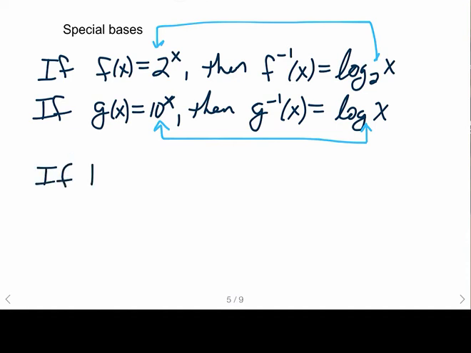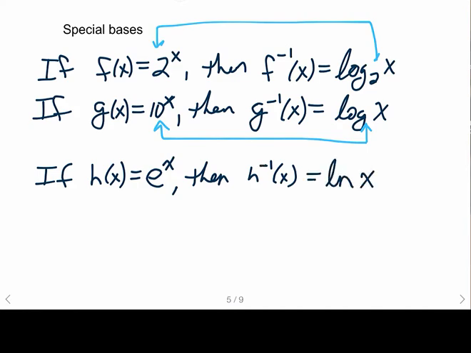If we have a function, say h of x is equal to e to the x, that is if the base is e, Euler's number, then our inverse, h inverse of x, is going to equal the ln of x, which I do not like. Don't be lazy. It's the natural log of x, but I said ln, so you know what to write. And again, if we have an ln, natural logarithm, then the base is Euler's number, e.